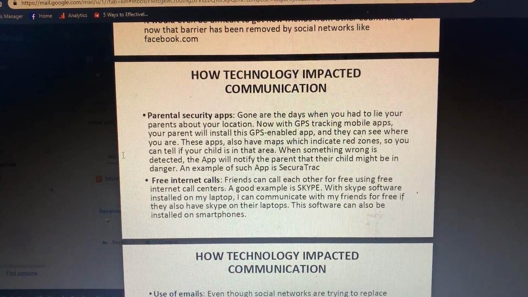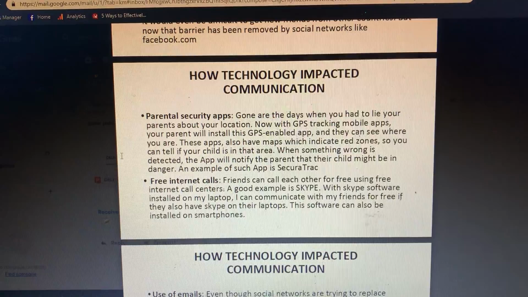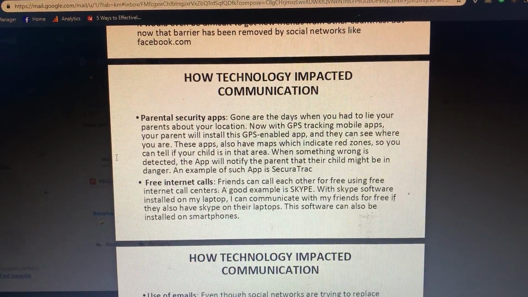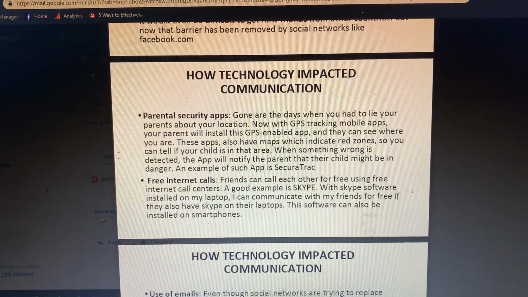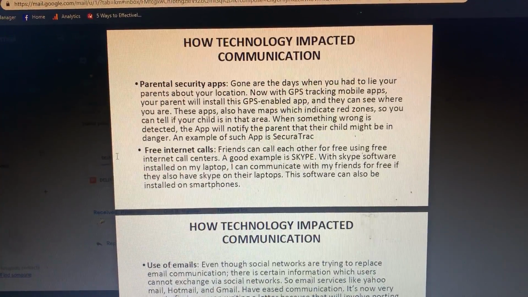We have parental security apps. Gone are those days when you had to lie to your parents about your location. Now with GPS tracking mobile apps, your parents will install the GPS-enabled app and they can see where you are.